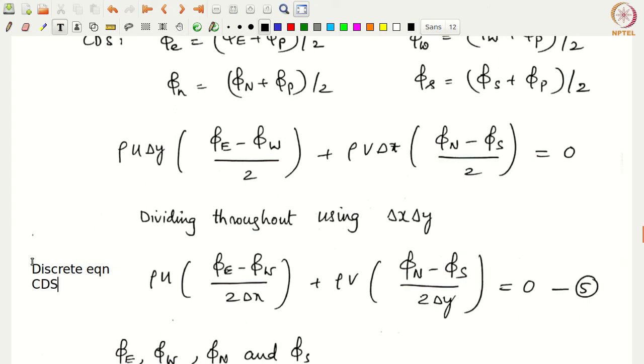Okay. Now what you see is that, of course, this was derived using the finite volume method, but this would be the same as the equation that you would get if you had used a finite difference method, right, and substituted directly for partial phi partial x in terms of a second order central difference scheme as well, right?